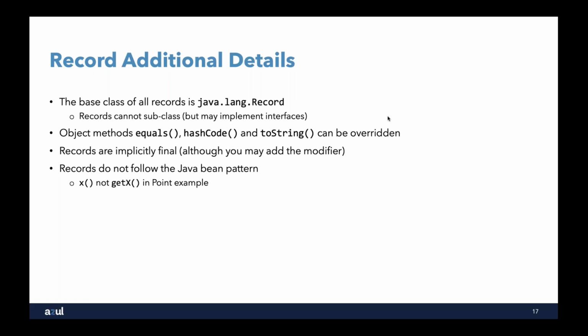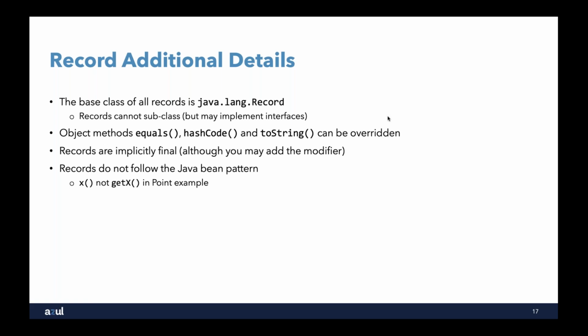That initially, when records were introduced, was a little bit of an issue because some frameworks and libraries use the bean pattern to understand how to access data objects within Java. Because records don't use that way of doing things, it did cause a little bit of an issue, but the frameworks and libraries have now caught up with supporting records, so that's kind of been addressed.